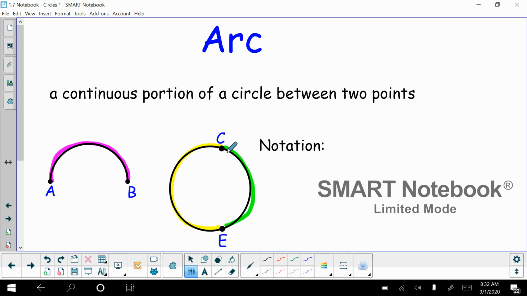So how do you name it? You basically use the letters of the endpoints of the arc, and then you put a little arc symbol on top. So that's a new symbol for you. CE right here. And this one's going to represent this one. We'll talk about why it doesn't represent the yellow arc. Okay, that's going to go on with the next couple of definitions. So that is an arc.